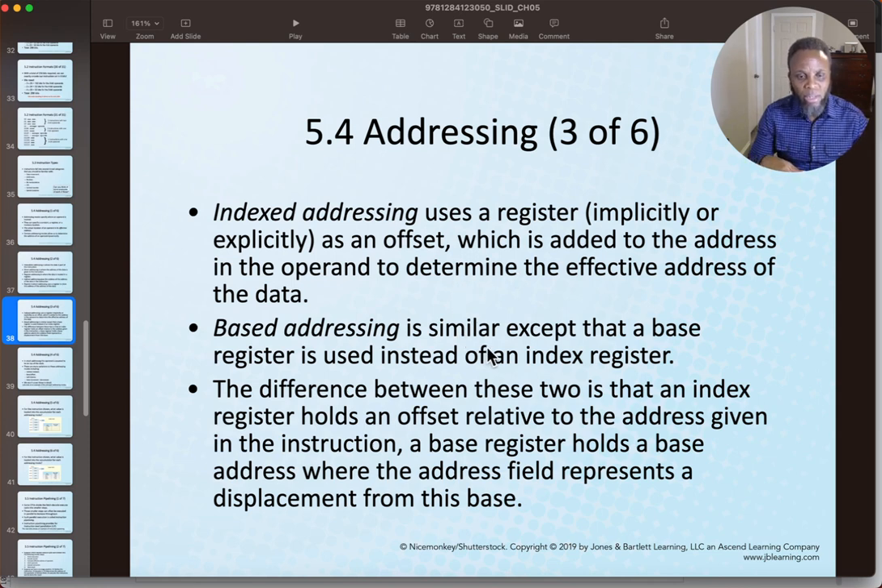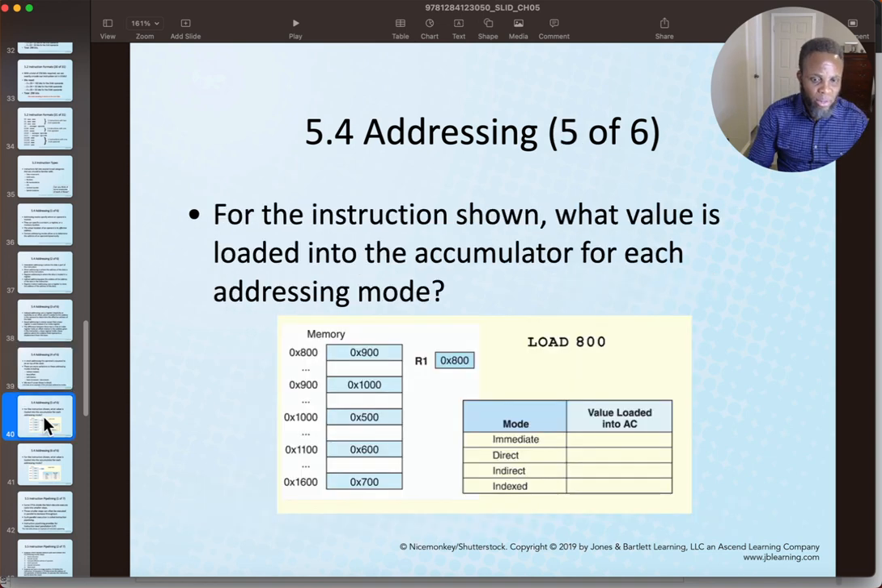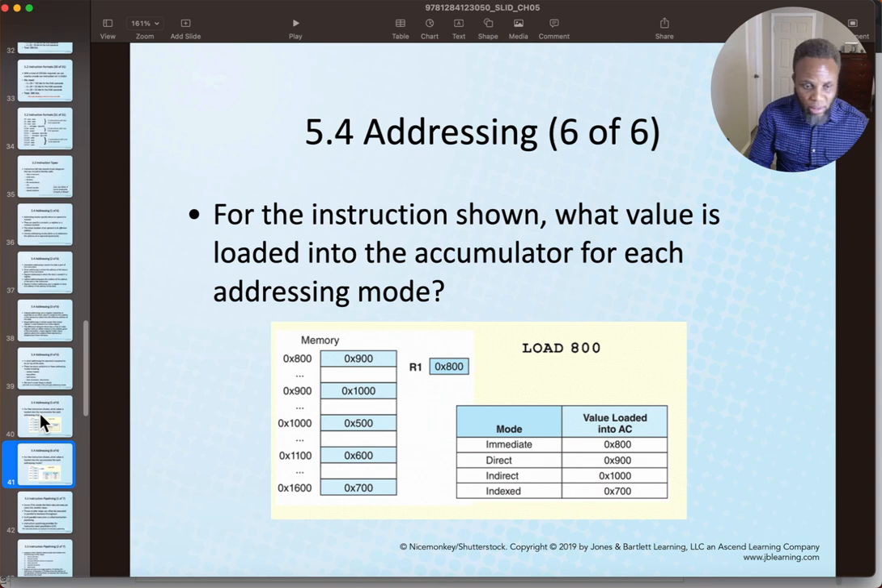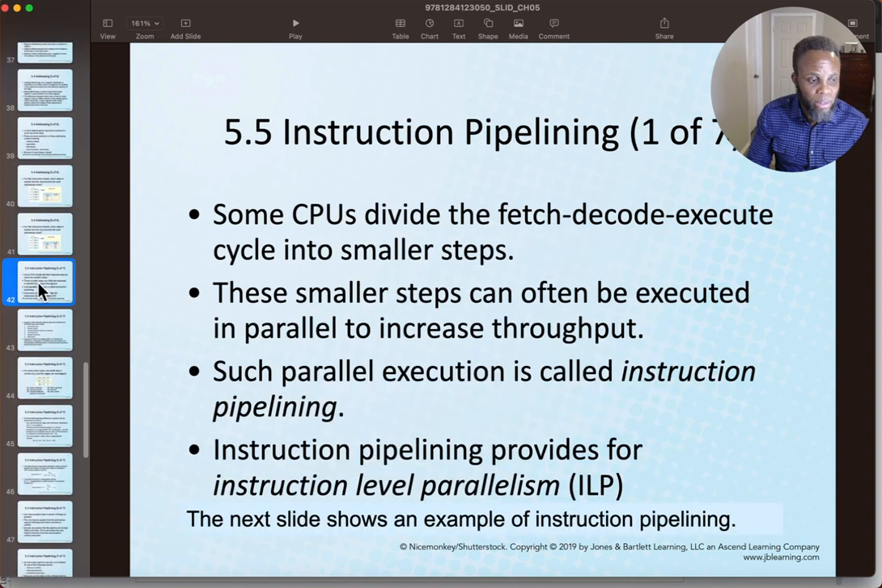Base addressing is similar. Read through this and you'll notice there are always trade-offs when you choose an addressing scheme. You'll read in later chapters that embedded systems typically use either index or base addressing, because it's simpler to execute and uses fewer instructions. We can skip through this; these are covered around page 320. Just read through that, and if you have any questions, please let me know.